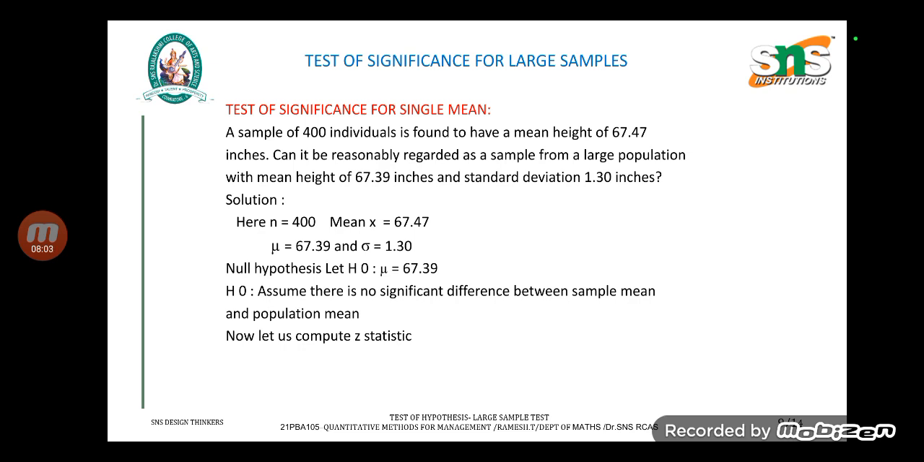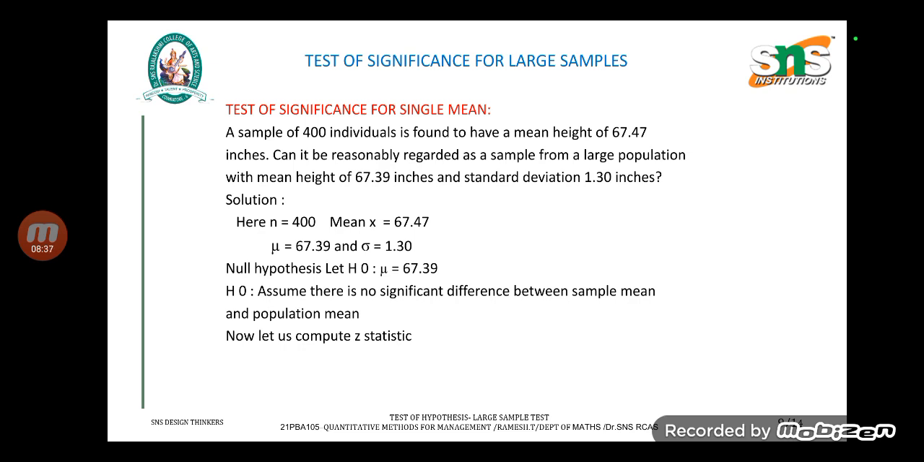So, the test of significance for a single mean. We discuss one problem based on this test of significance for a single mean. The problem: a sample of 400 individuals is found to have a mean height of 67.47 inches. Can it be reasonably regarded as a sample from a large population with a mean height of 67.39 inches and a standard deviation of 1.30 inches?